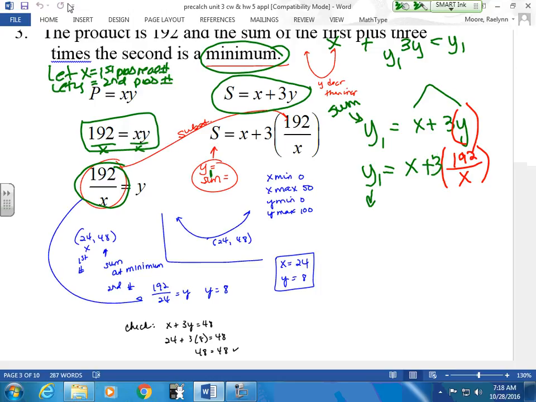Again, this y1 is a sum. When you find this x, when you find x equals, you're going to come back to this statement, either one of these, and you're going to substitute x in to find your other value, because your y1 is your sum.